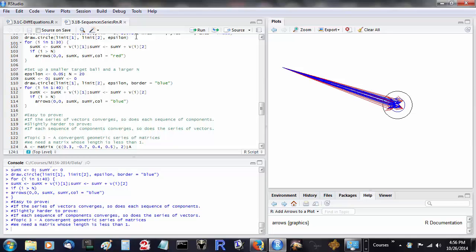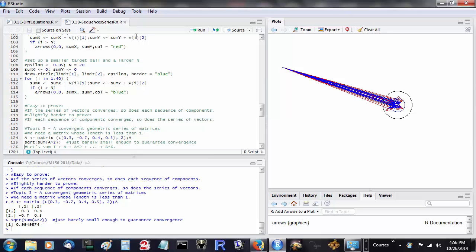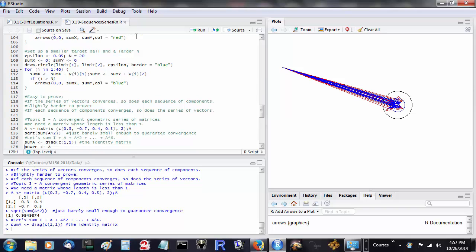Here is a matrix. The 4 entries are all less than 1. But the important thing is the square root of the sum of the squares is just barely less than 1. That guarantees convergence. So we're now going to sum the first 7 terms of this geometric series, the identity matrix plus A squared, and so on.